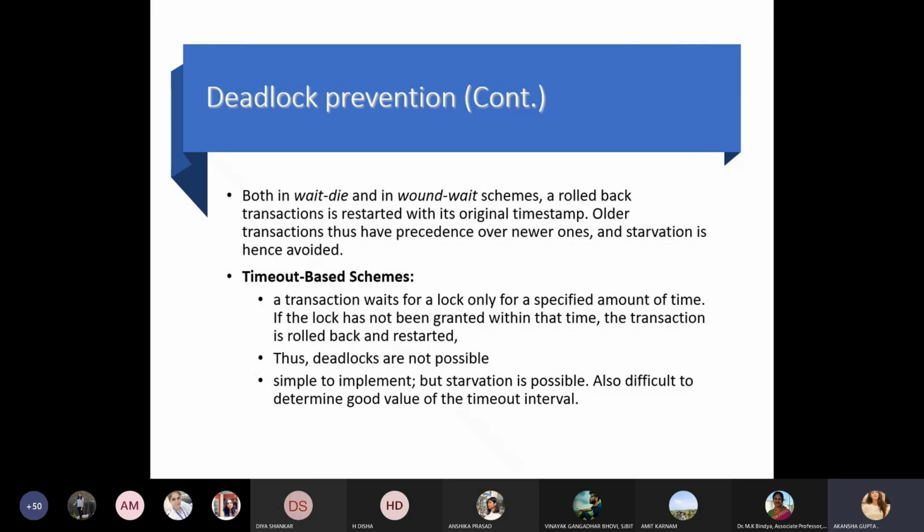We also have a time-based scheme. A transaction waits for a lock only for a specified amount of time. If the lock has not been granted within that time, the transaction is rolled back and restarted. Thus, deadlocks are not possible. It is simple to implement, but starvation is possible.